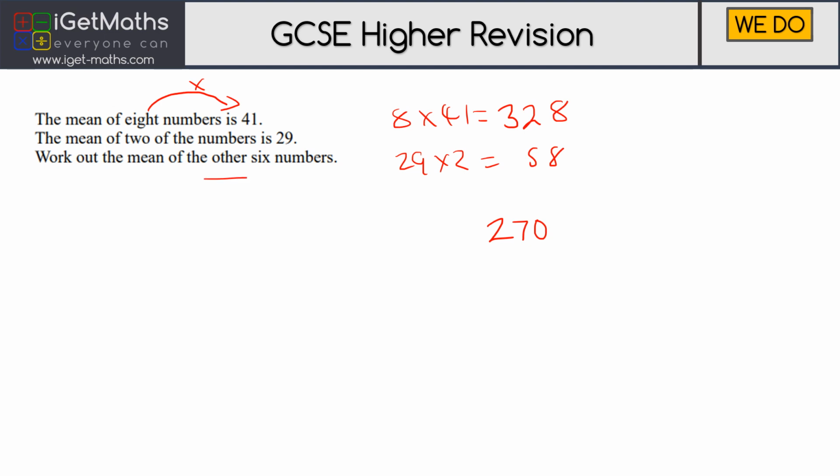So 270 divided by 6, which equals, I'm not too sure what that is, so we can use the bus stop method on the non-calculator paper. So 6 goes into 27 4 times to get to 24. You got remainder 3, and 6 goes into 30 5 times to give you an average of 45.